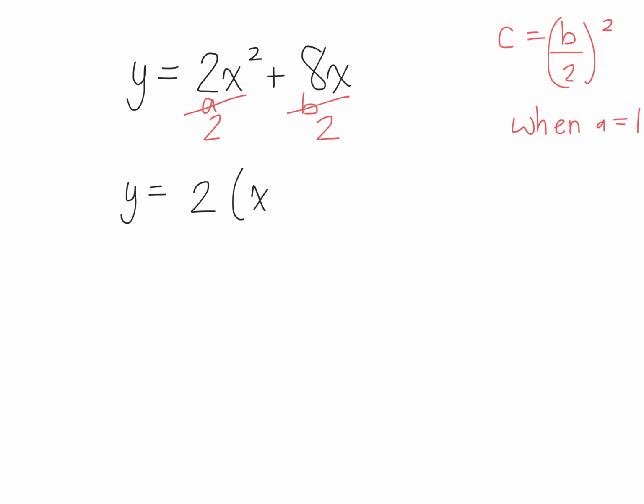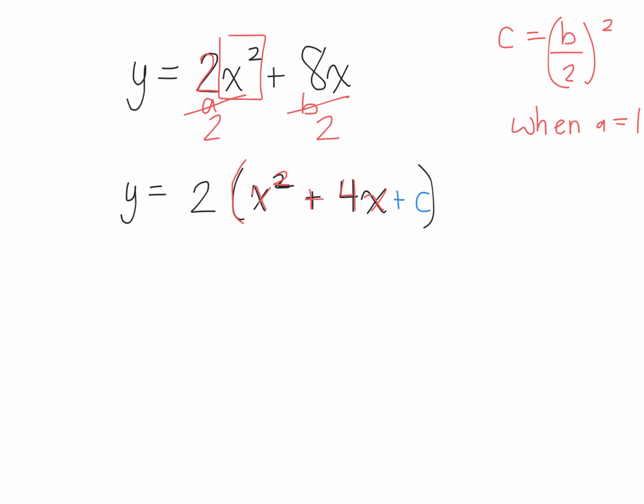We're factoring. We're finding the greatest common factor. What is 8 divided by 2? Okay, do you see what I just did here? I removed the coefficient of x squared. So I removed the 2. I removed that so that I can just have x squared plus 4x inside my bracket. And now I can find C.